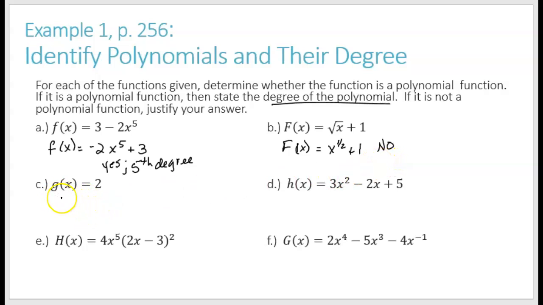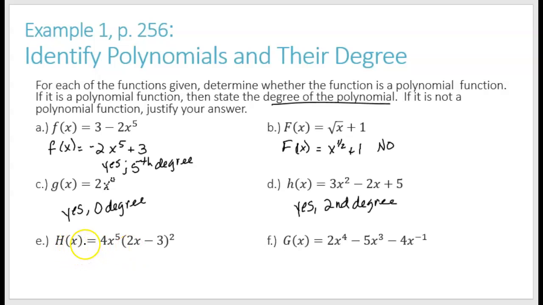Okay. All right, part C, g of x equals 2. Remember, this is the same thing as 2 times x to the 0 power. All right, so that means this is a polynomial, and it is a 0 degree. Okay, part D. In part D, this is a polynomial, second degree.